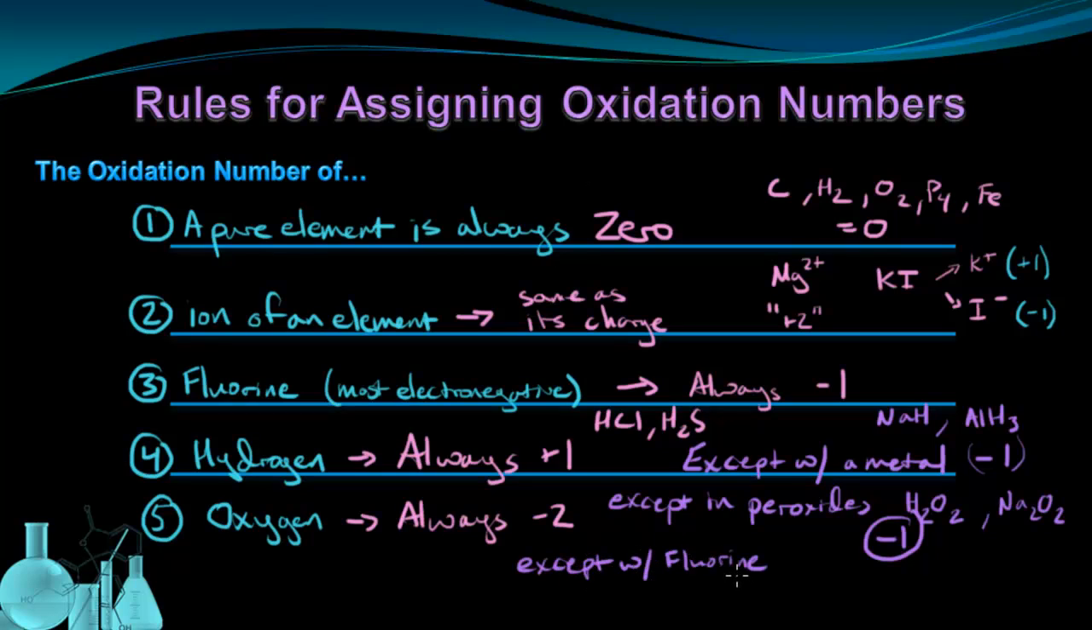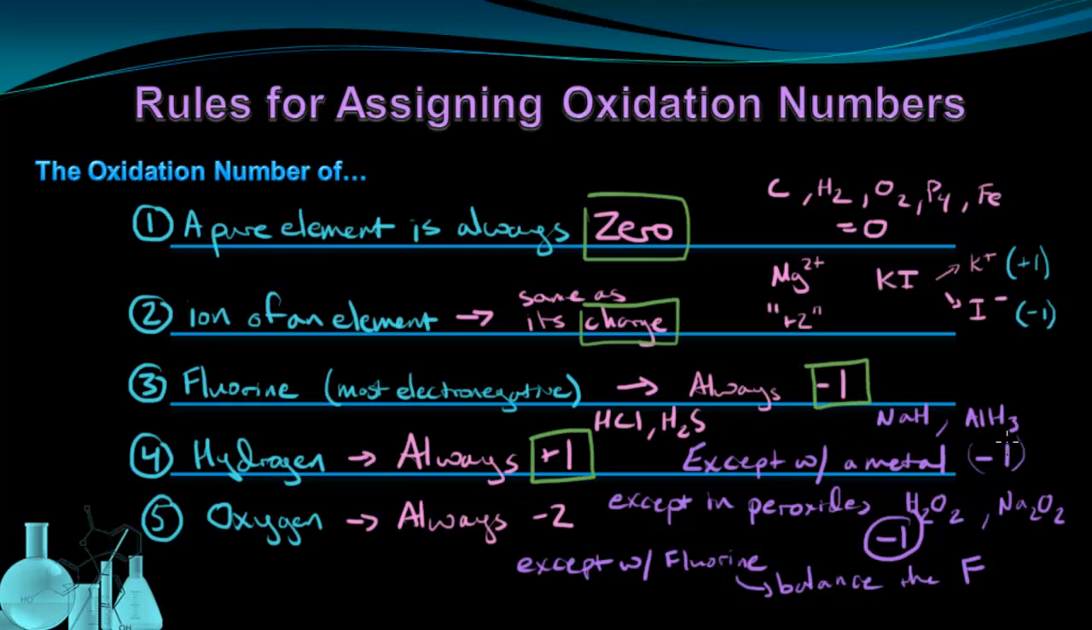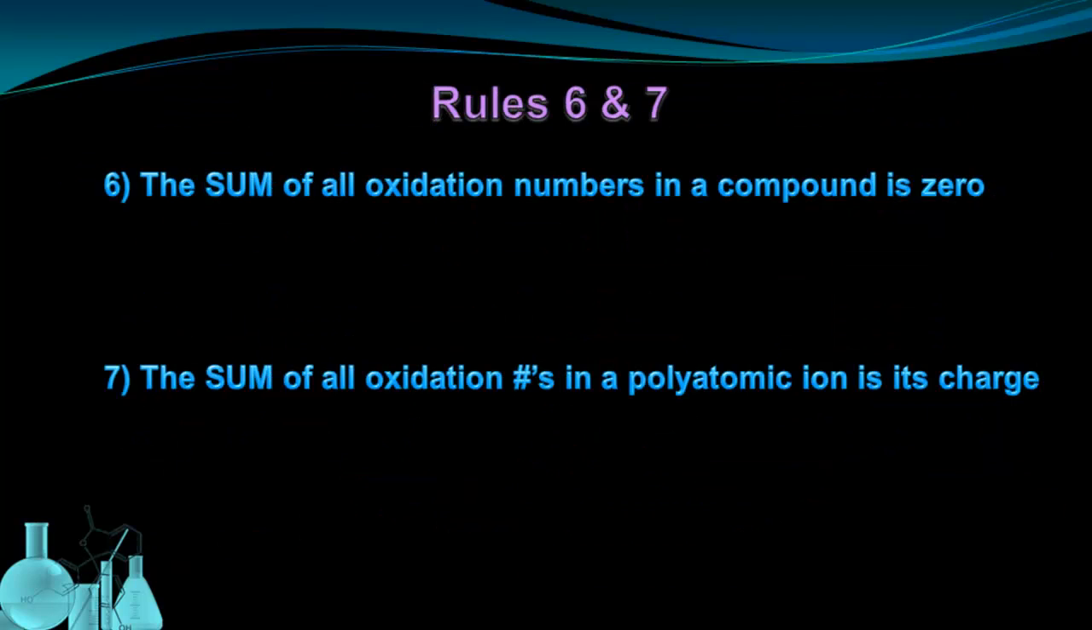So there's no set number for this one, but we have to balance the fluorine. So these are our first 5 rules for assigning oxidation states. A pure element is always 0. The ion of an element is always the same as its charge. Fluorine is always -1. Hydrogen is always +1 with some exception. Oxygen is always -2 with some exception. And we'll use these 5 rules when dealing with the next 2.